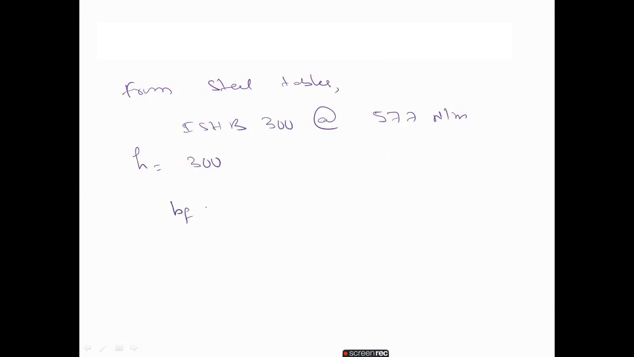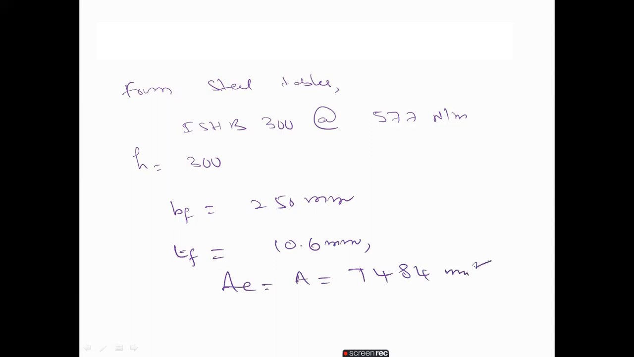Yeah, from the steel tables, I am writing the ISHB 300 at the rate of weight 577 Newton per meter. For this case, H is 300, BF is the width of the flange. From the table we got it, that is 250 mm. TF, that is 10.6 mm. AE or sectional area, we got 7484 mm square. Okay, this is the data we taken.